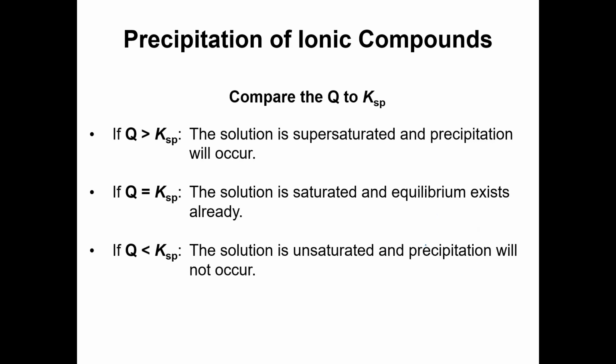And we could even add more if we wanted to. We don't necessarily have to. Sometimes we may not want to get to the level of being saturated. We may want a solution of lower concentration, but if Q is less than KSP, then none of our compound is going to precipitate out.